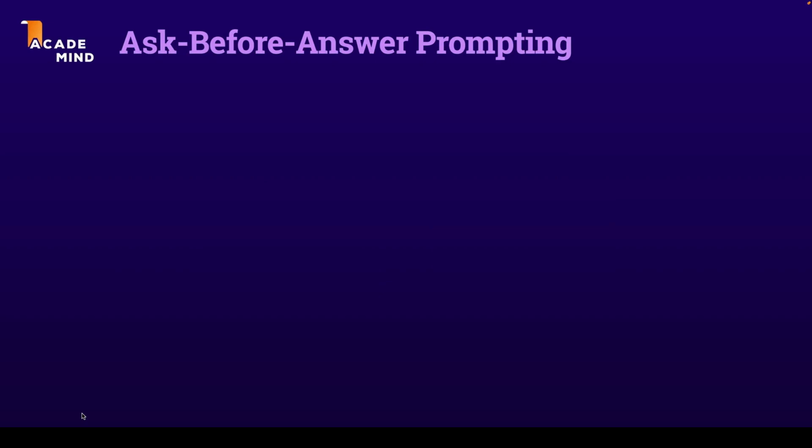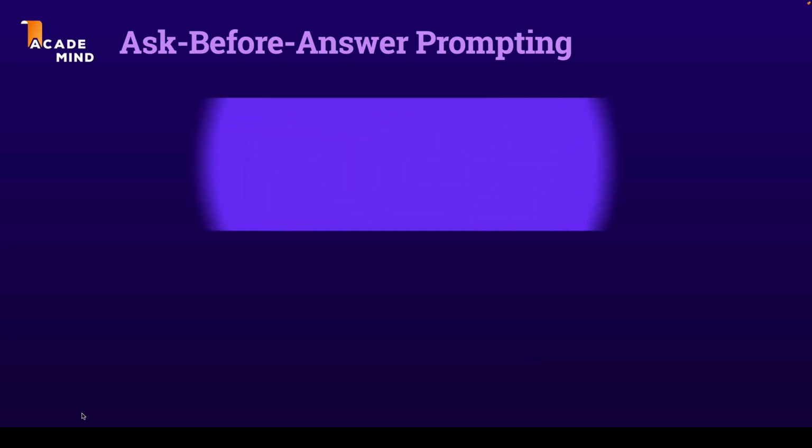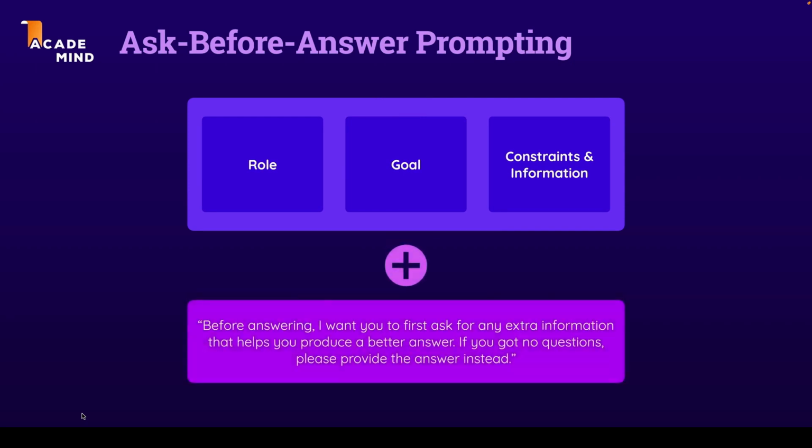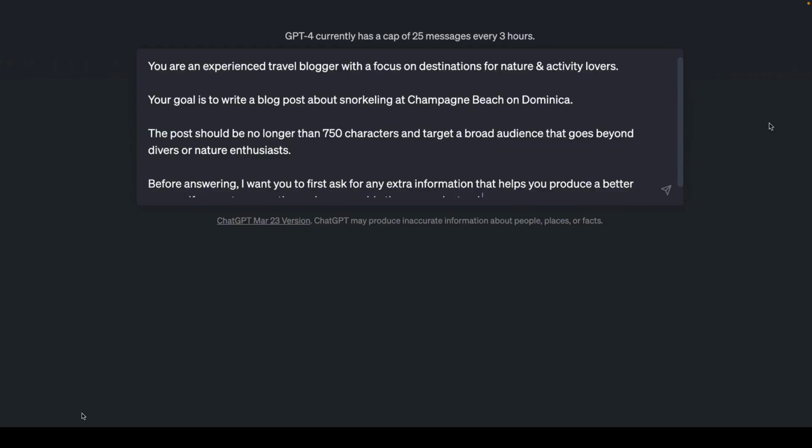Now, the first slightly more advanced technique into which I want to dive is the ask before answer prompting technique. And the idea here simply is that you, in the end, still have your role, goal, and your constraints and extra information, but in addition, in your prompt, you tell ChatGPT that before generating its main answer to your prompt, it should first ask a couple of clarification questions. A couple of questions that allow ChatGPT to produce a better answer. Now here's an example for this technique.